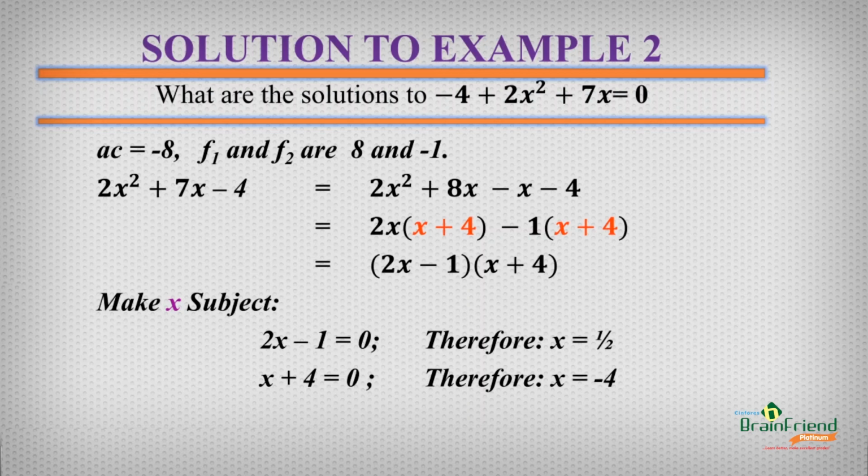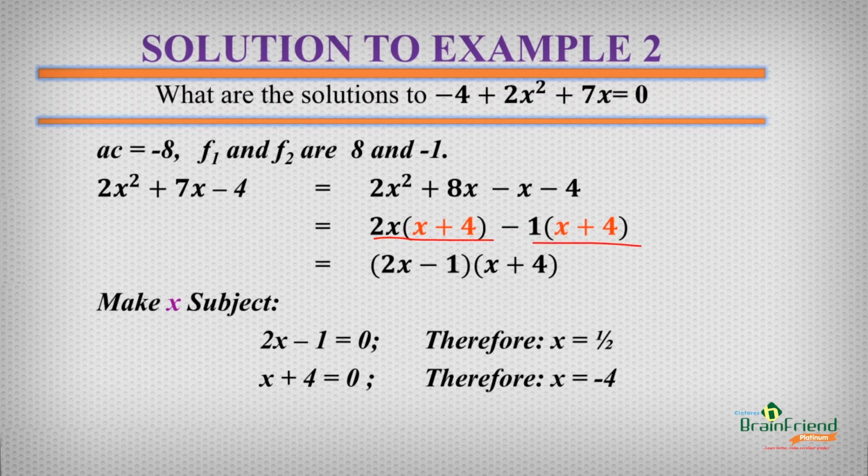As a hint, look at these things. Our AC would be equal to minus 8. That is 2 times minus 4. Our factor 1 and factor 2 are 8 and minus 1. So the equation will now become 2x squared plus 7x minus 4 equal to 2x squared plus 8x minus x minus 4. So we now have 2x, open your bracket, x plus 4 minus 1, open another bracket, x plus 4.